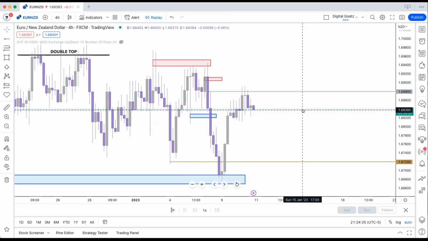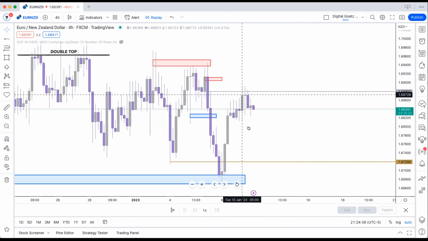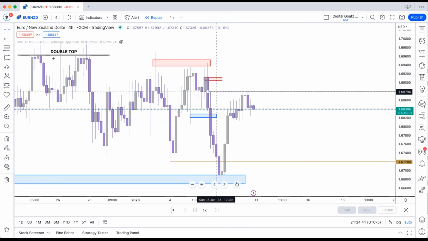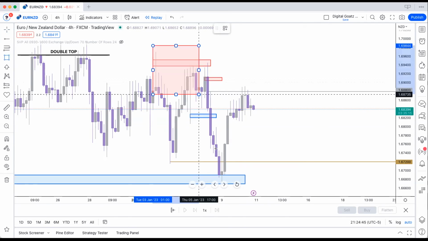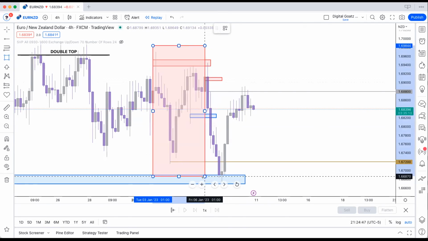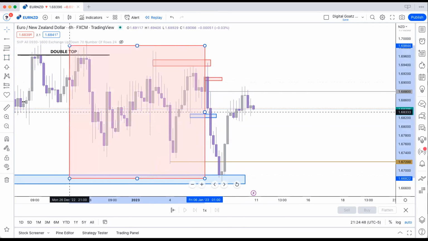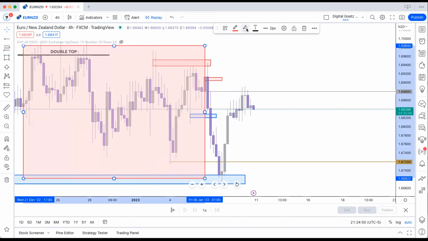Sell, because it hit the double top. Well, no. Focus on where we're currently at. Based off of what? Ignore all this to the back. We don't even care about that no more. All we care about is everything in the front.